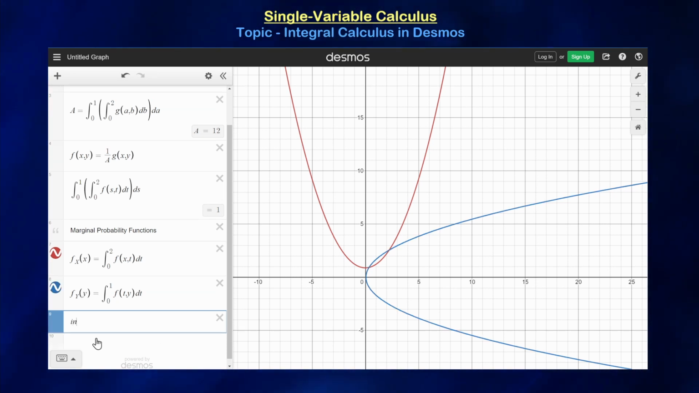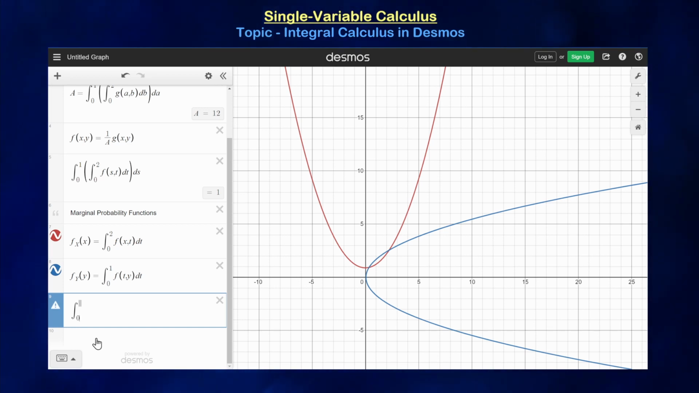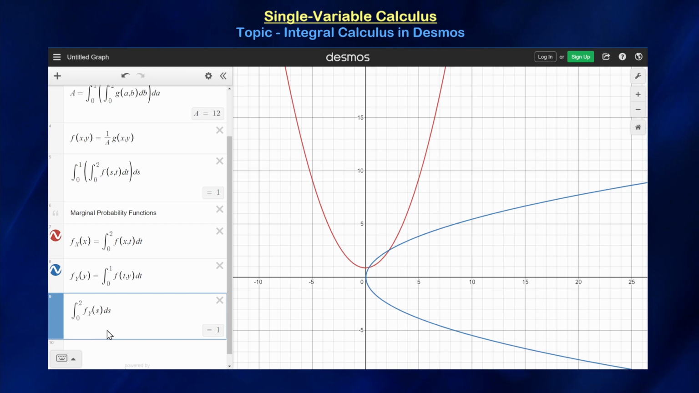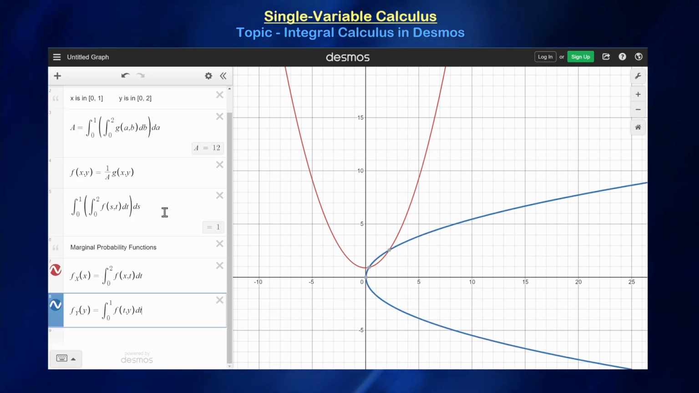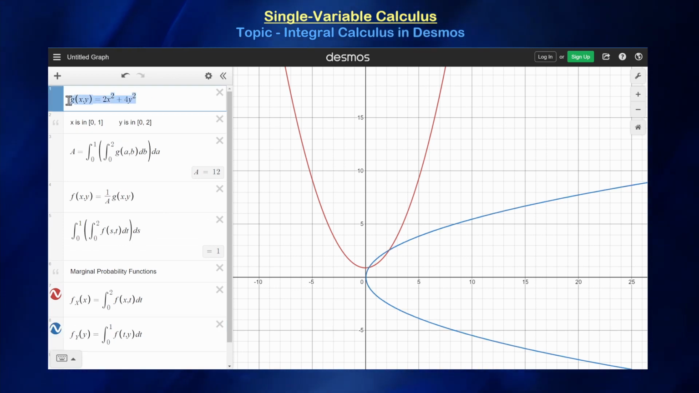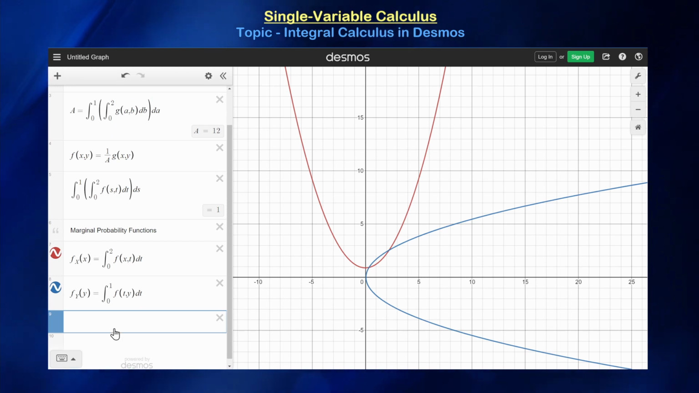And again, if we integrate this function along the y domain, so 0 to 2 of f sub y of s ds, and we have to change the variables again. Notice that the area under the marginal probability function y is also 1, so it is, of course, also a univariate probability function, as we should expect. So for this two-dimensional curve, the x value should have a mean and the y value should have a mean. And you can calculate the mean x and the mean y from their corresponding marginal functions.